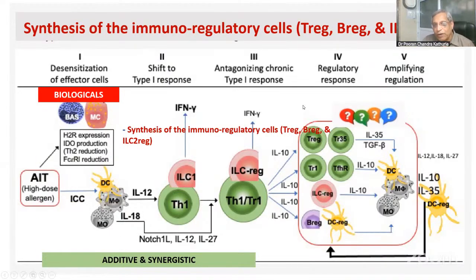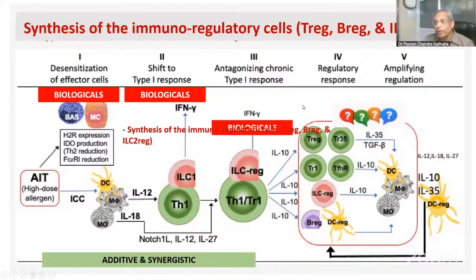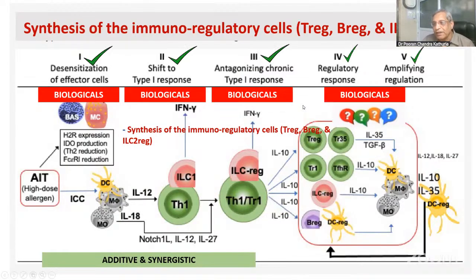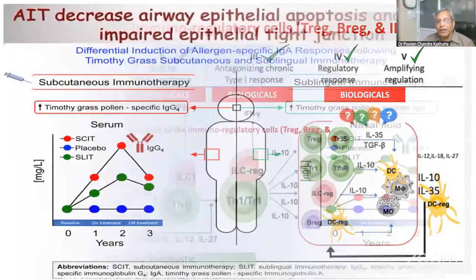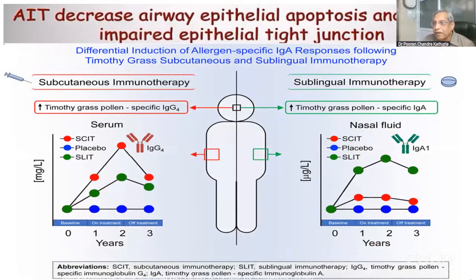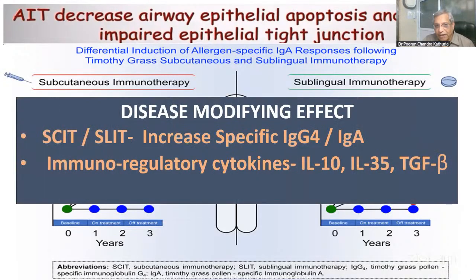If you add a biological along with the allergen immunotherapy, then the process is more enhanced. The immunoregulatory system is more enhanced and rapid. AIT decreases airway epithelial apoptosis and repairs the impaired epithelial tight junction. Subcutaneous immunotherapy and sublingual immunotherapy are equally effective, but the only difference depends on the comorbidity.